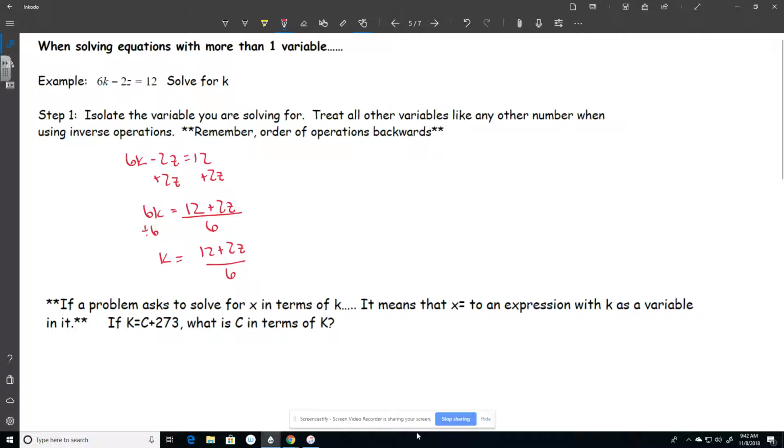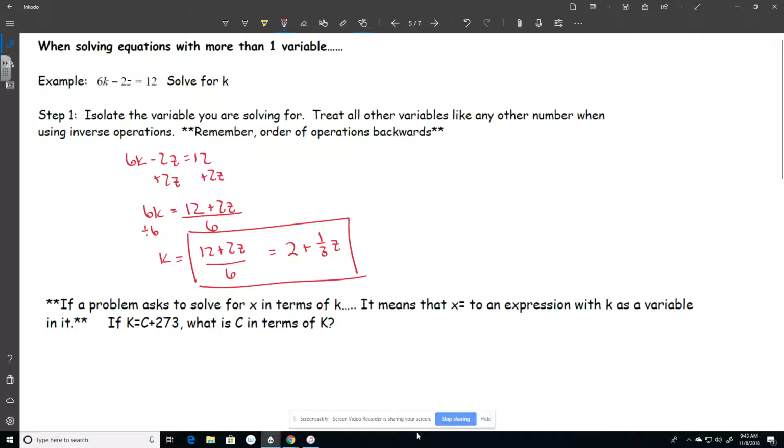If it wants you to simplify it more, dividing all of this by 6 means I have to divide both parts by 6. So 12 divided by 6 would be 2. 2z divided by 6 would be 1/3 z. So you have two possible answers, just depending on how simplified it wants the problem to be, okay?